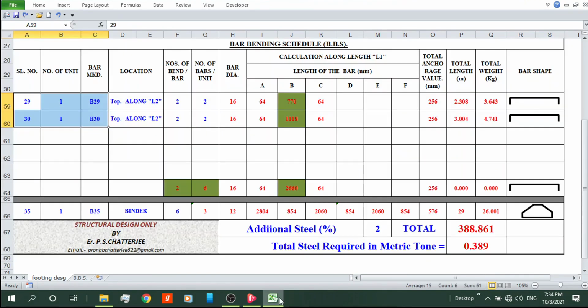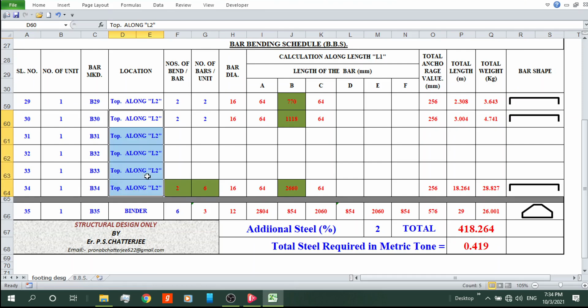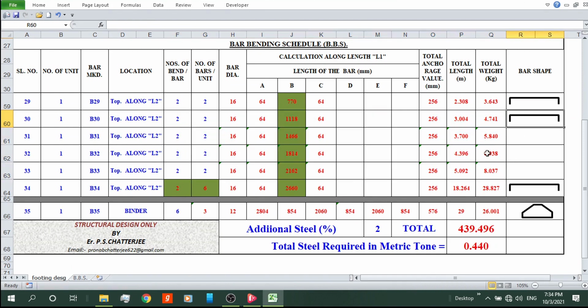This is our bar bending schedule for top bar along L2. Now I am copying. Bar bending schedule for top bar along L2 is completed.